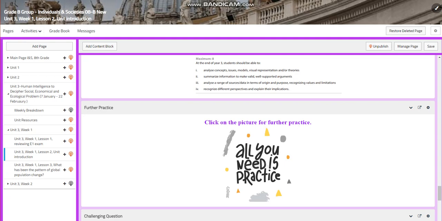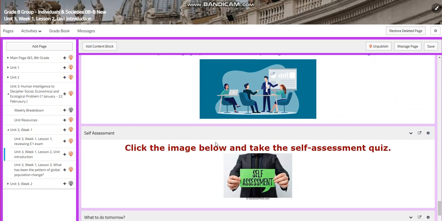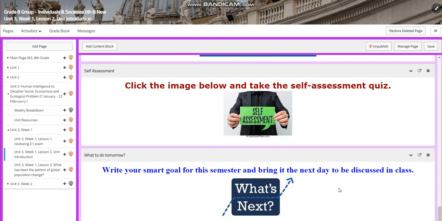You will have further practice. The challenging question: how can you engage your audience in your presentation? You're going to write 4 points. Self-assessment, and for what to do tomorrow, you're going to write your SMART goal for this semester and bring it the next day to be discussed in class.